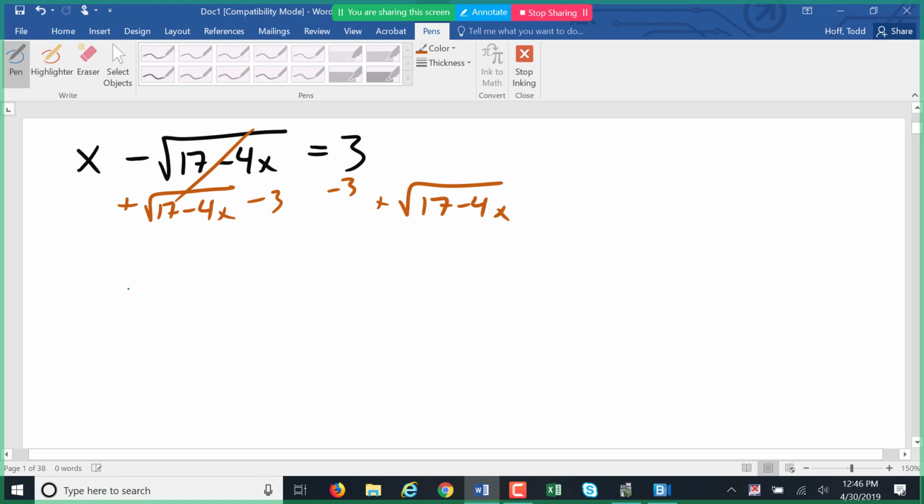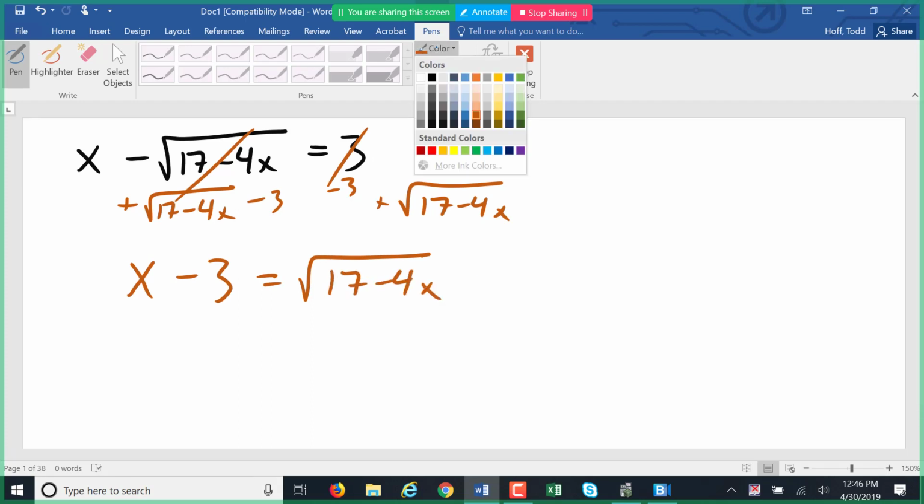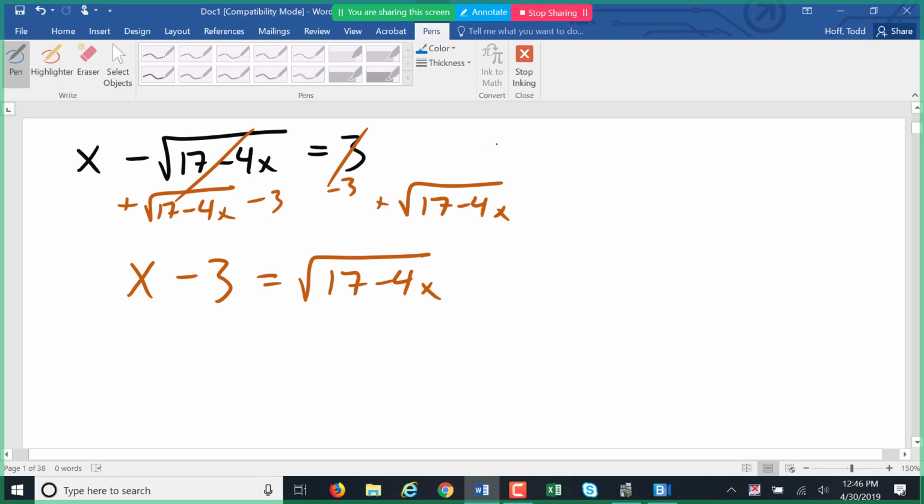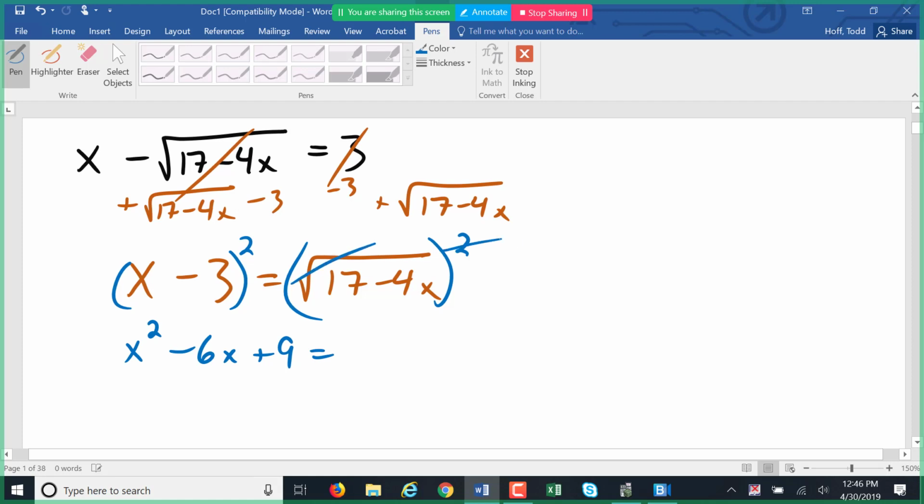So on the left side we have x minus 3. On the right side, the 3 is gone. We just have the square root of 17 minus 4x. Now, as you said, we square both sides. So x minus 3 squared is x squared minus 6x plus 9. And of course, the squared and the square root just cancel out, giving us 17 minus 4x.